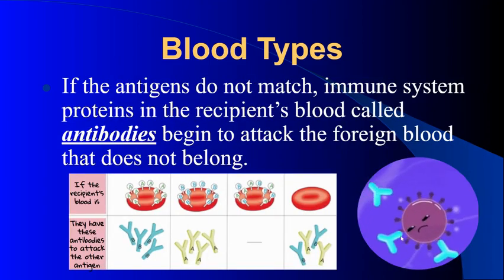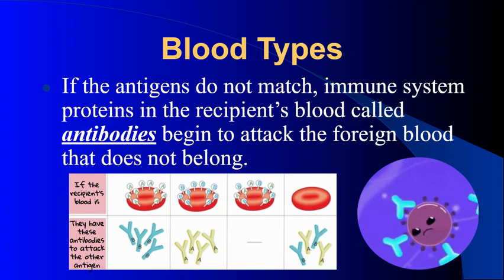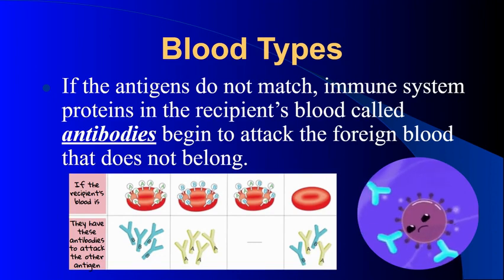If the antigens do not match, the immune system proteins in the recipient's blood called antibodies begin to attack the foreign blood that does not belong. So if you have A blood, that means you have B antibodies ready to attack any B antigens that enter your body. If you have B blood, you have A antibodies that are waiting to attack any A antigens that enter your blood.